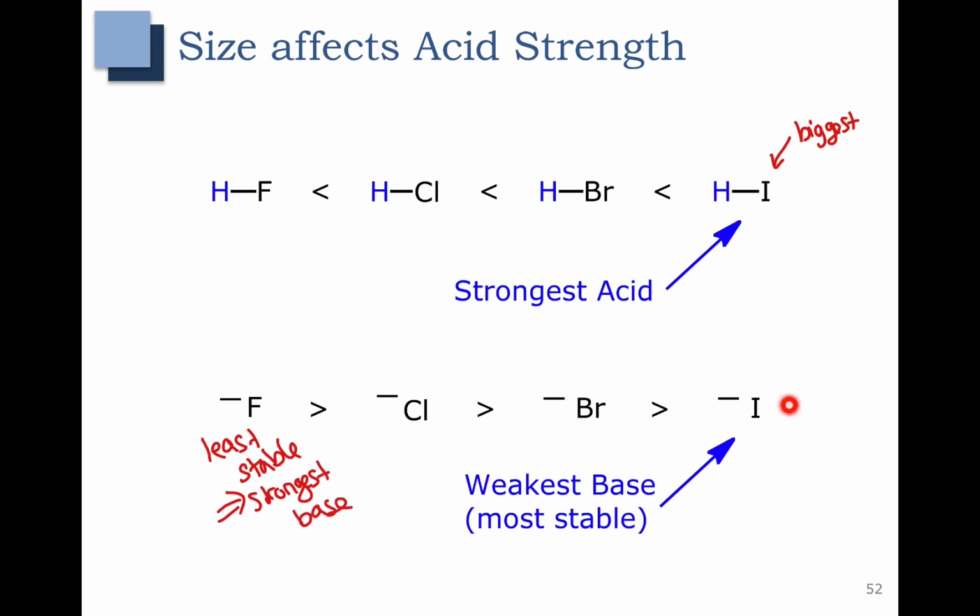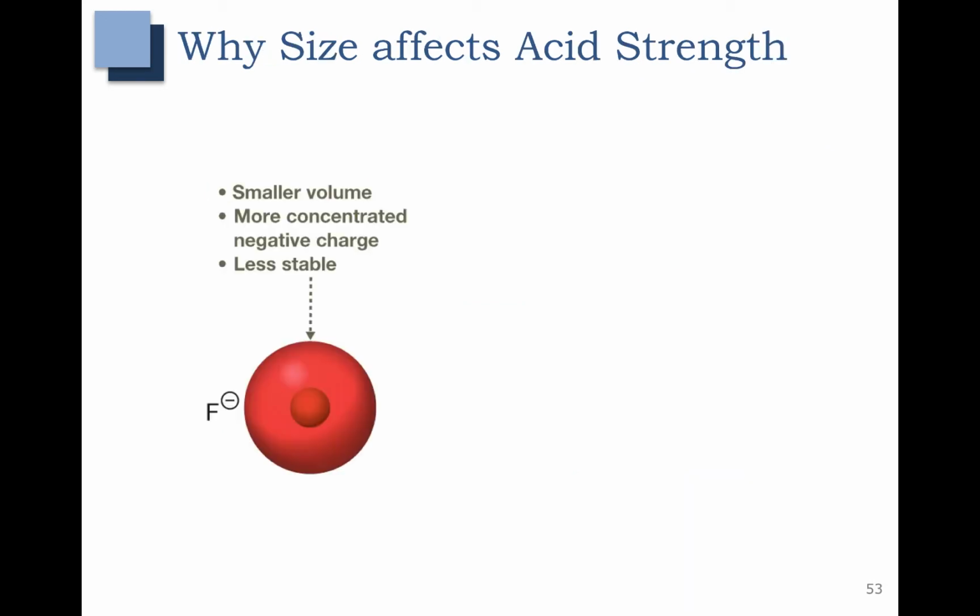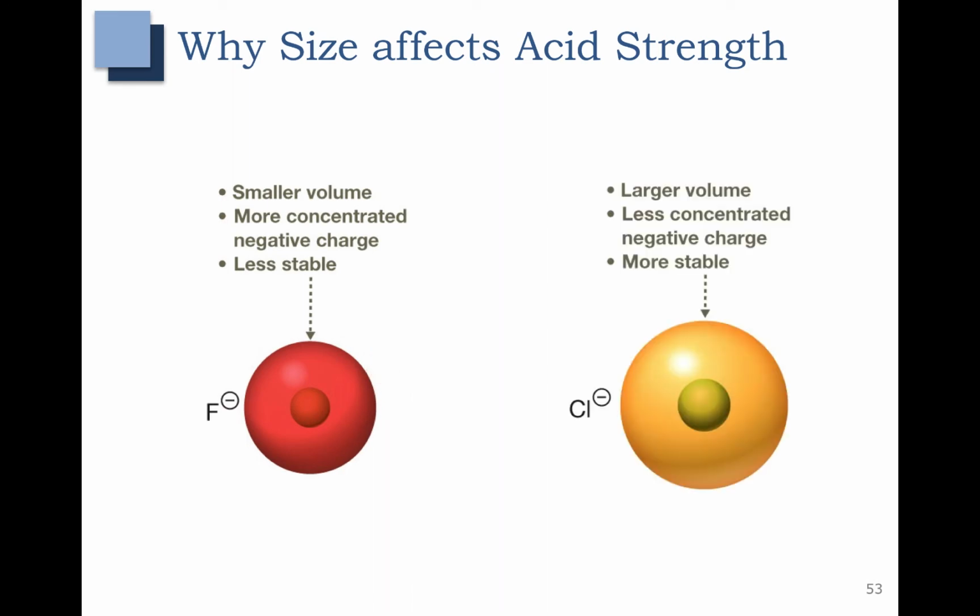I minus is bigger than F minus and can better handle that negative charge. Let's look at a picture to try to understand what's going on. So here's fluorine over here on the left, or fluoride, because it has the negative charge. And that negative charge is spread out over a fairly small area. When we look at Cl minus, we can see that there's a larger area where that negative charge can be spread out. So chlorine can better handle that negative charge.